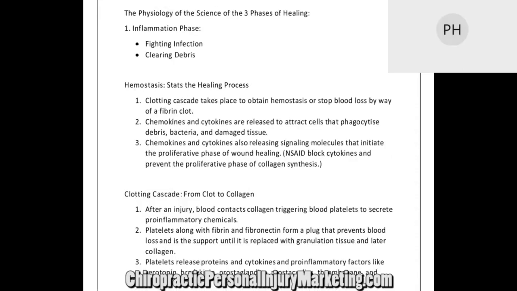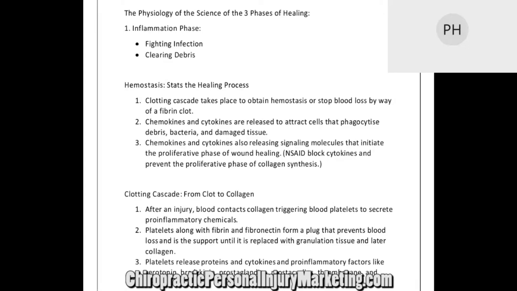Some of these titles are kind of important, like this one, hemostasis. It starts the healing process. Clotting cascade takes place to obtain hemostasis, or stop blood loss, by way of a fibrin clot. So you're going to have minor trauma or major trauma. Typically in personal injury, it's going to be major trauma, okay? Some of these words are important, like cytokines, fibrin. Chemokines and cytokines are released to attract cells that phagocytize debris, bacteria, and damaged tissue. So these are some important words.